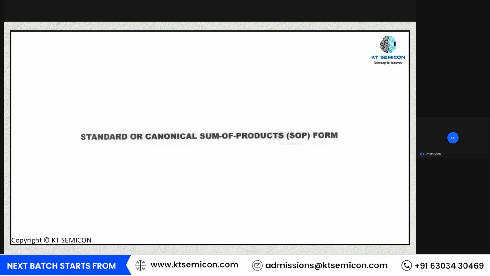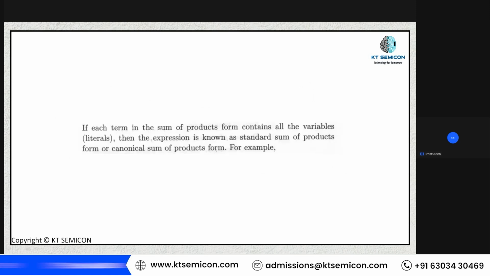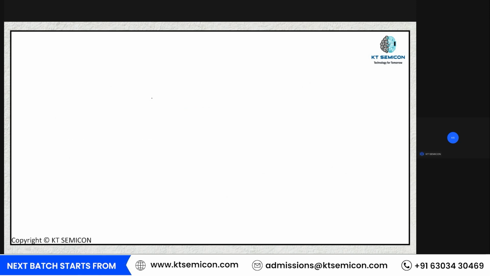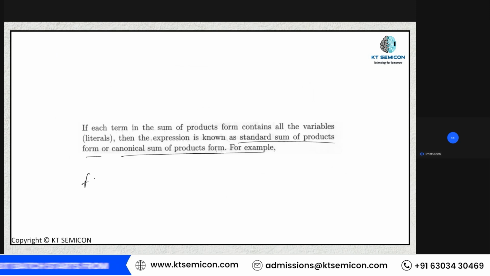Now, standard or canonical SOP form of representation. If each term in sum of products form contains all the variables, then the expression is known as standard sum of products form or canonical form of expression. For example, let's say we have a function F of A, B, C, and this function has the expression AB plus AC plus AB.